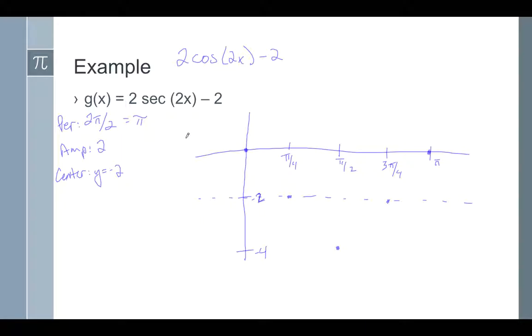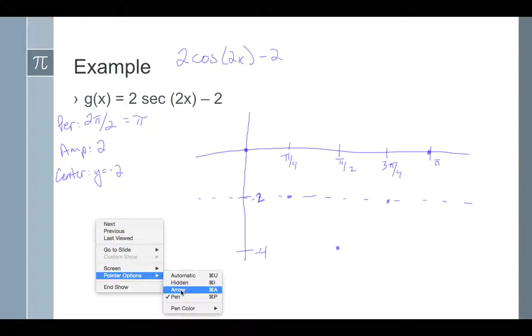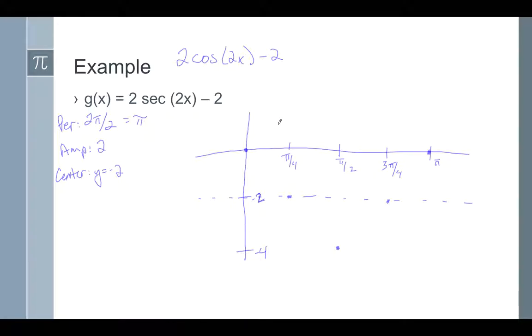Now, in the same fashion as cosecant, I am going to draw in my asymptotes. My asymptotes occur every time that cosine crosses the center line. So at the pi fourths and the 3 pi fourths. And then I'm going to use that maximum as a minimum. I'm going to use that minimum of cosine for a maximum of secant. And I'm going to use that maximum as a minimum. This is one full period of secant.